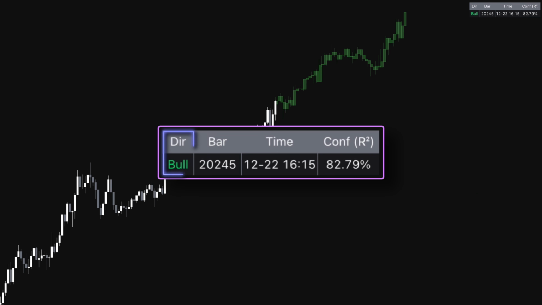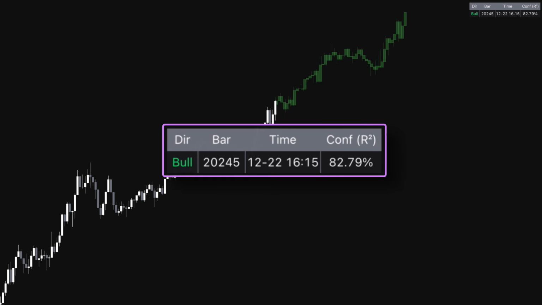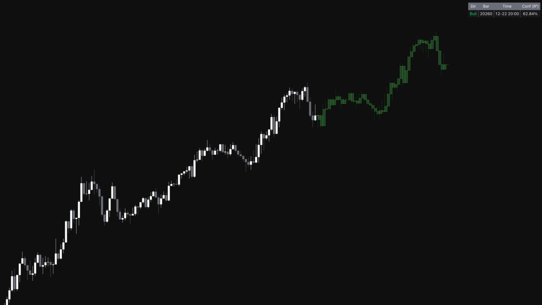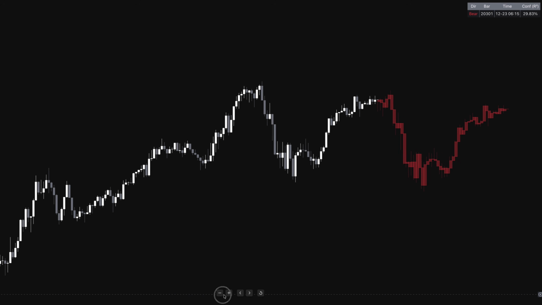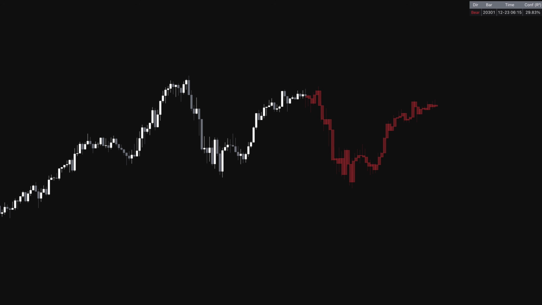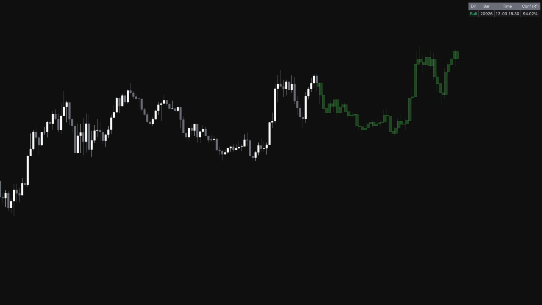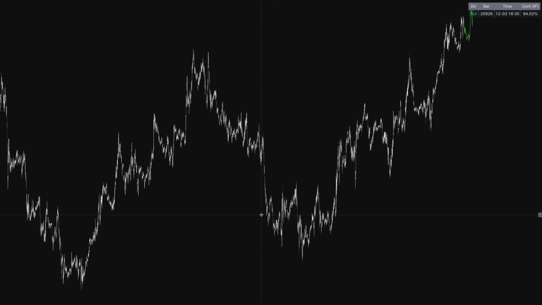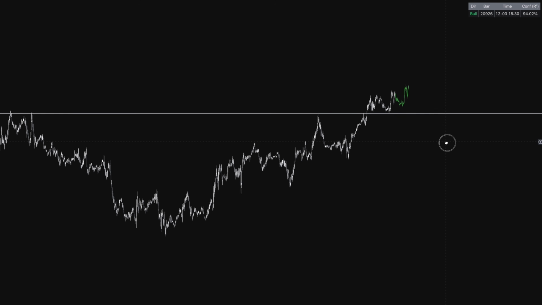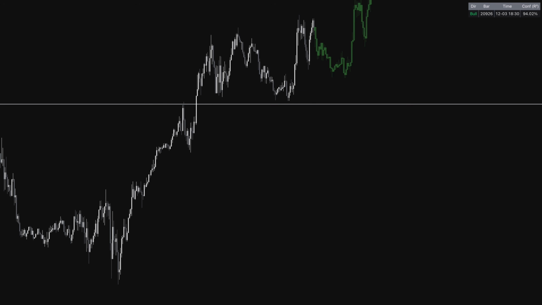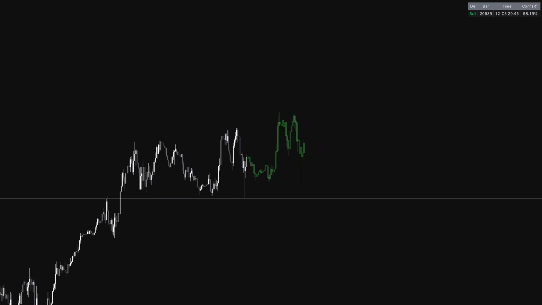A small table shows the direction, bar index, timestamp, and a confidence score for each match. That confidence score combines slope similarity with R-squared alignment between the historical and current regression, producing a percentage that roughly describes how closely the two periods agree both in trend angle and linearity. This is not a standalone tool. It has no entry signals or risk management, so it works best alongside a primary system as a context layer. Use it to ask whether the current slope environment has historically resolved in your favor before committing to a trade your main indicator is already suggesting.